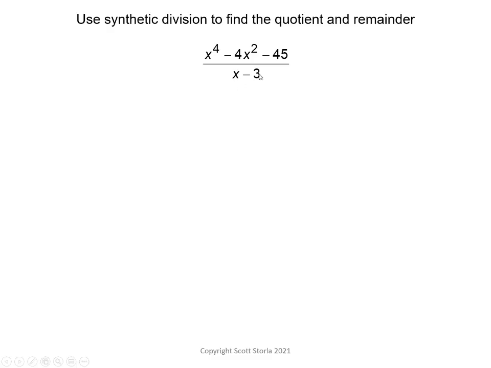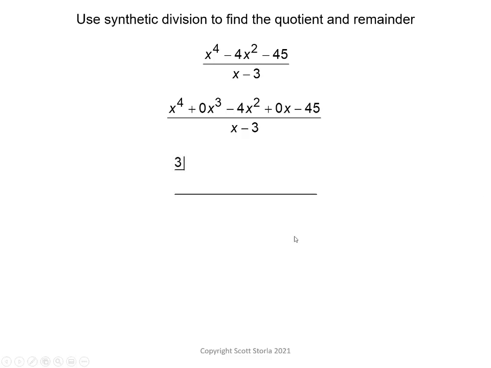I notice our divisor's already a difference, so that's fine. But in the dividend, I'll have to think of this as x to the fourth plus 0x cubed minus 4x squared plus 0x minus 45. But now I can set up my synthetic division. Here's my subtrahend. My values will be 1, 0, negative 4, 0, and negative 45.